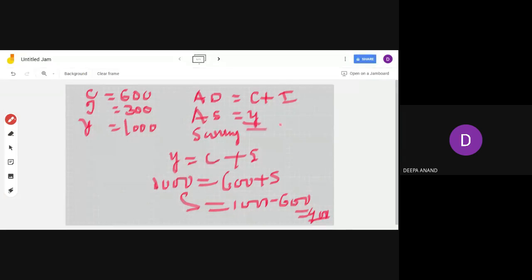So what is aggregate demand? Aggregate demand is equal to C plus I, that is 900. And what is aggregate supply? Aggregate supply is equal to national income itself, so that is equal to 1000. And saving is asked, the income is either consumed or saved, consumption is given as 600, so the remaining is saved. 400 is the savings.